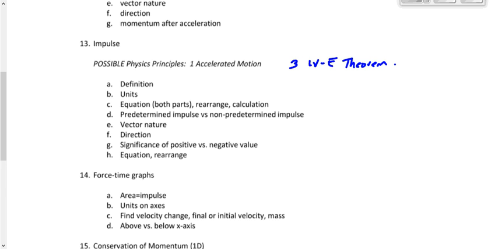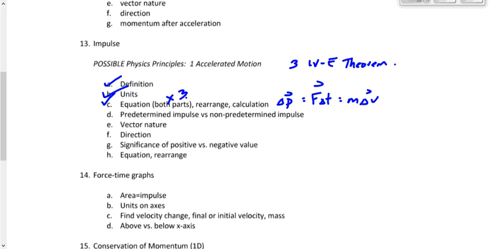Definition of impulse, we know that, right? A change in momentum, Newton seconds or kilograms meters per second. The equation, I say both parts, there's really 3 parts, right? Delta P, F times delta T, and M times delta V. 3 parts. Be able to rearrange it and so on.